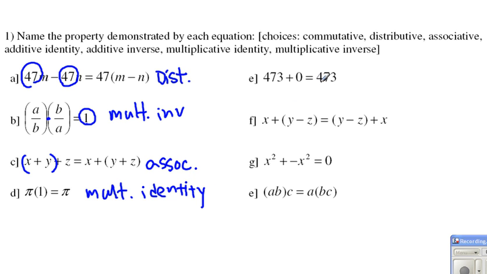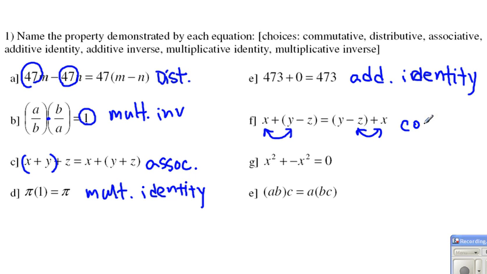All right. How about here? Similarly to D, we end up getting itself, but in this case, the operation was addition. So therefore, we will have additive identity. And the last one. Here, it looks like associative property, but if you look at it, we are changing the order here. So in fact, what we are doing is commutative property.